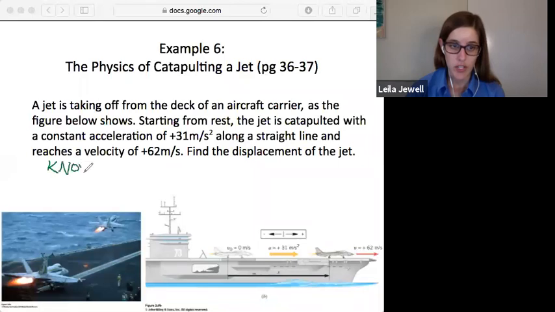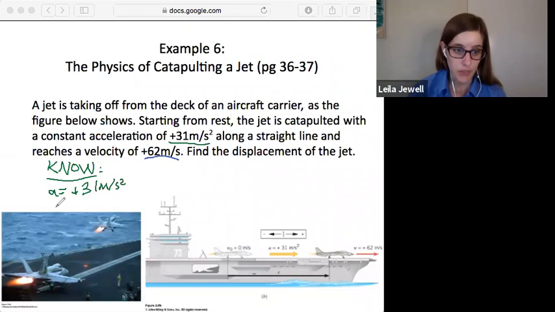So this is focusing in usually on the numbers, but it could also be any clues given to us in the problem, right? So one number that jumps out at me is this plus 31 meters per second squared, and it says that's a constant acceleration. Acceleration is my a, and that is in the positive direction, positive 31 meters per second squared along a straight line, and reaches this velocity of 62 meters per second. Cool. V, and it reaches this velocity.